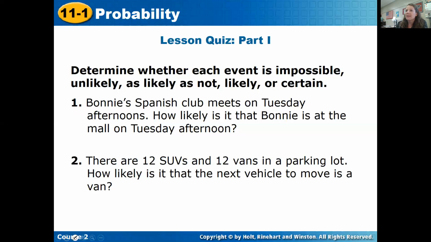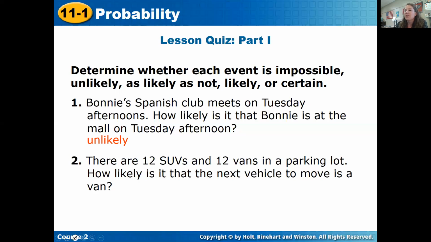All right, what about these situations? Bonnie's Spanish club meets on Tuesday afternoon. So every Tuesday, Bonnie's in Spanish club. How likely is it that Bonnie is at the mall on Tuesday afternoon? Well, if she's at Spanish club, it's unlikely. It's not impossible. She could skip, but it's unlikely.